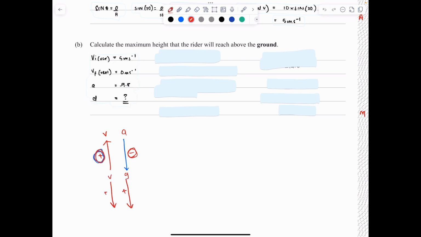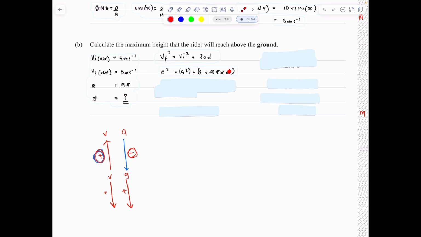So what equation on my resource sheet shall I use that uses all of these things? Yup, this one over here. So let's substitute in all my values that I know. So final velocity is 0 squared, and then my initial velocity is 5 squared. And then I'm adding this little package to this package, 2AD. So let me substitute in everything that I know. So I've got 2 times negative 9.8 times the distance, which I'll figure out soon.